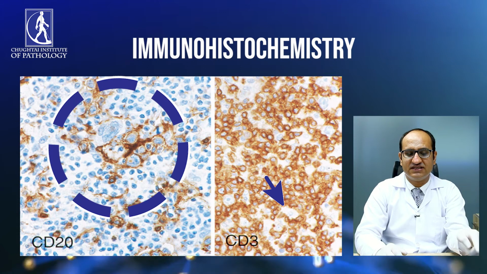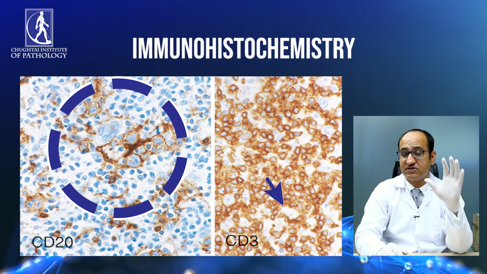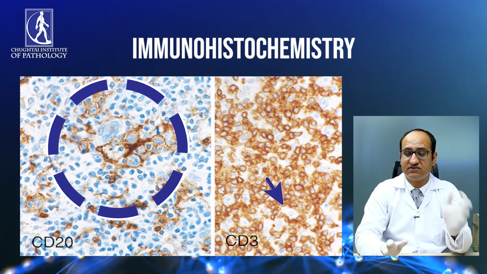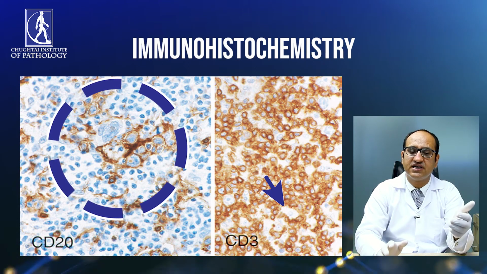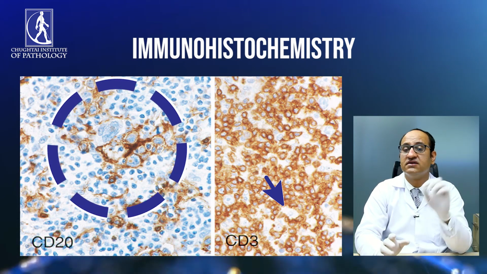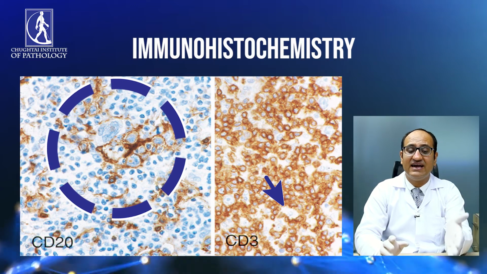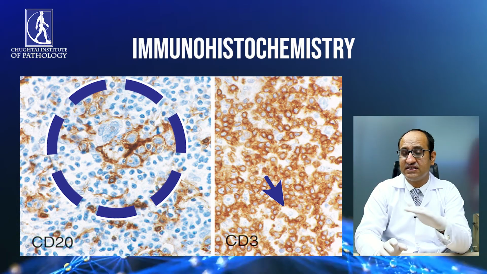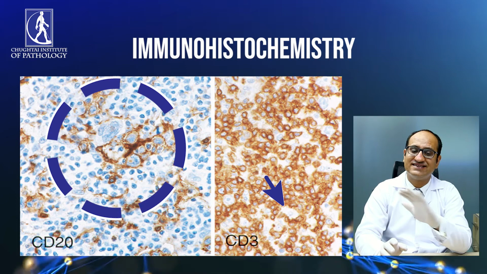This is CD20 positivity. There are some cells which are strongly positive, there are cells which are completely negative, and there are cells which are weakly positive. And the CD3 IHC stain is present in the majority of the background T cells and is negative in large cells. Now I will move on to different types of classic Hodgkin lymphoma.